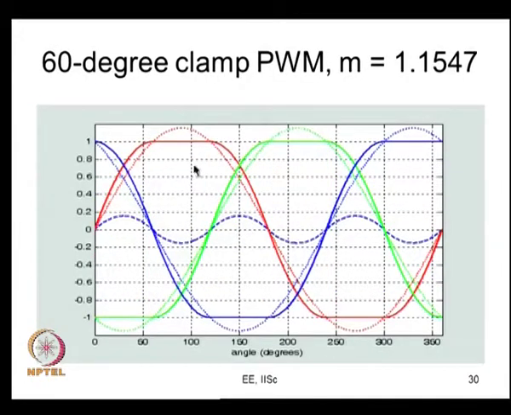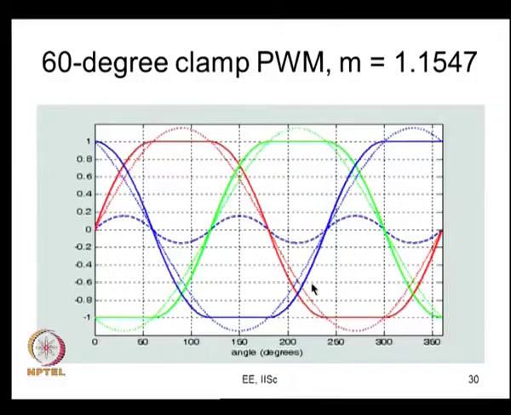Again, this is the 60 degree clamp, which is illustrated for m = 1.1547, that is, m is equal to 2 by root 3. That is, the modulating signal has a peak value of 2 by root 3 times the peak of the carrier. So, in this case, the modified modulating signal just touches 1, stays at 1 and comes down. If you go a little above this, it will go into what is called over modulation. So, this is the highest possible, and again how will you do it? With the duty ratio only.